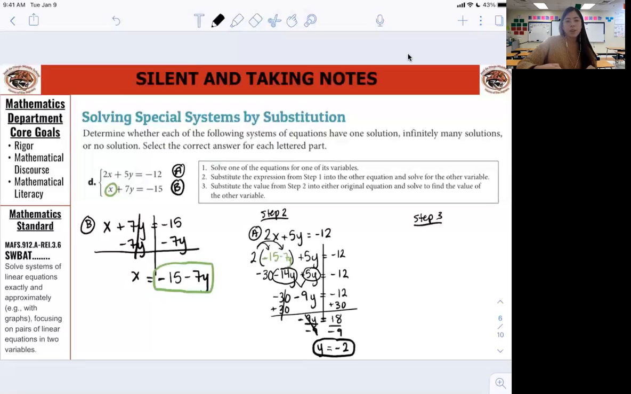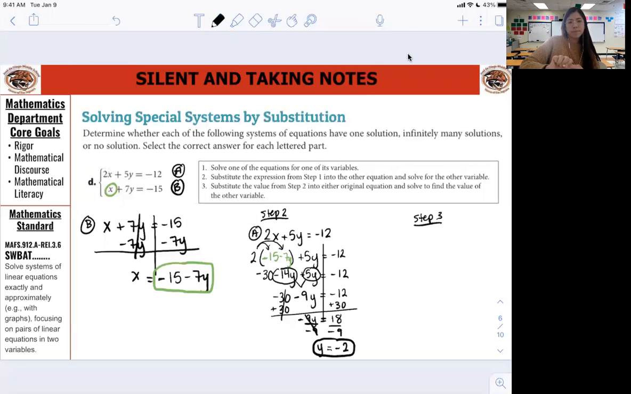Yes. In this example, we didn't want to do that because you always look at what the variables have in front of them. This x has a 2 in front of it. This y has a 5 in front of it. This other y has a 7 in front of it. So those are bad options for us. They're going to be harder to solve for. So you always want to solve for whichever variable is already alone. That's why we chose to solve for x in equation B. Good question.